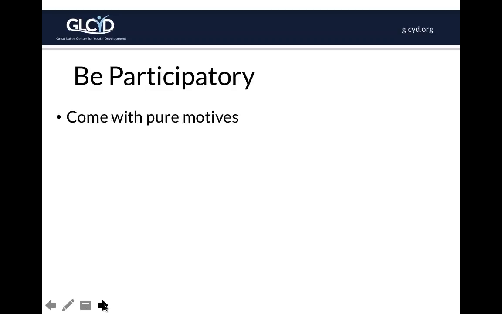And then be participatory. You want to come with pure motives. You have decided that you would attend this meeting, and the reason you're attending the meeting is in good faith that you're there to help the group move its work forward. And it should be in alignment with your own work to move it forward, because if not, you need to go back and reassess really why you're at the meeting and if you're the right person from your team to be at the meeting.